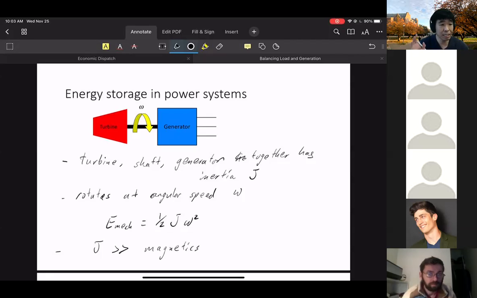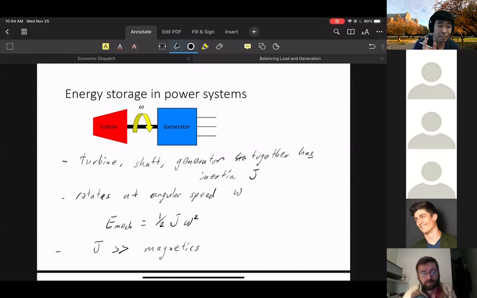Right. So really, most of the energy exchange comes from the mechanical inertia, not so much the magnetics in the generator. So the inductor, even though it's storing energy, is not important for us. It's much smaller than the actual mechanical spinning turbine, for example, in the generator. Okay? This will change.